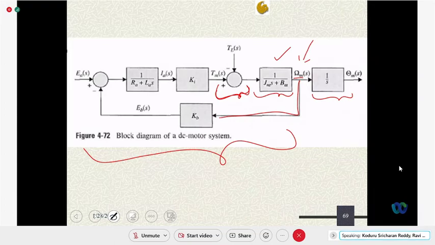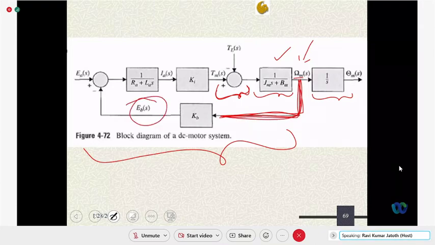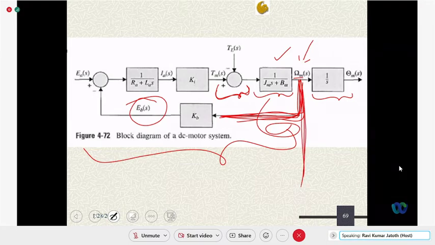See here, your shaft produces back EMF proportional to angular velocity. So if we take angular velocity, this is the relationship. Now, this is an open loop system. If I put a tachometer here, what is a tachometer? It measures the angular velocity, the speed of the motor, right? Yes, sir. So I take this and give it as feedback.